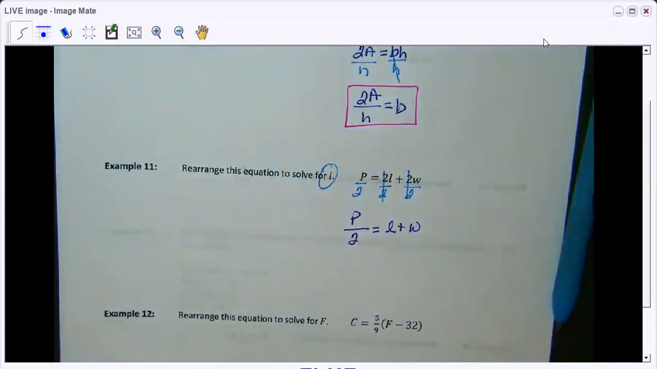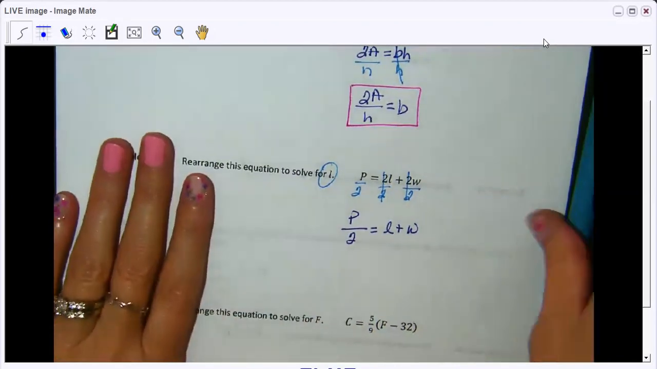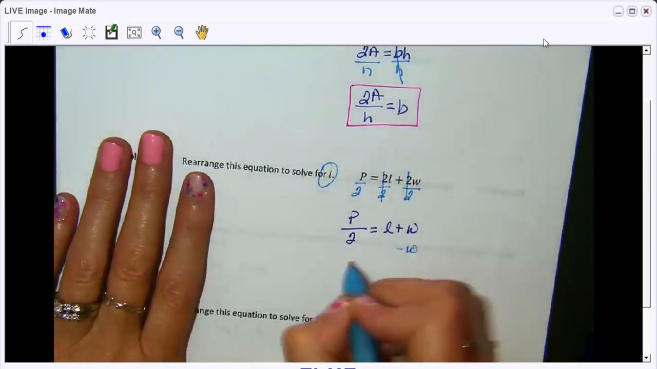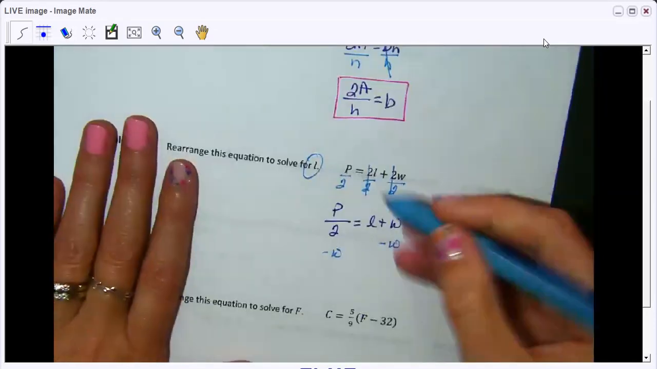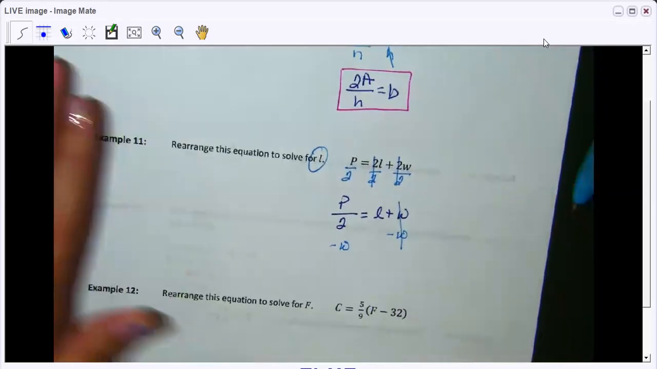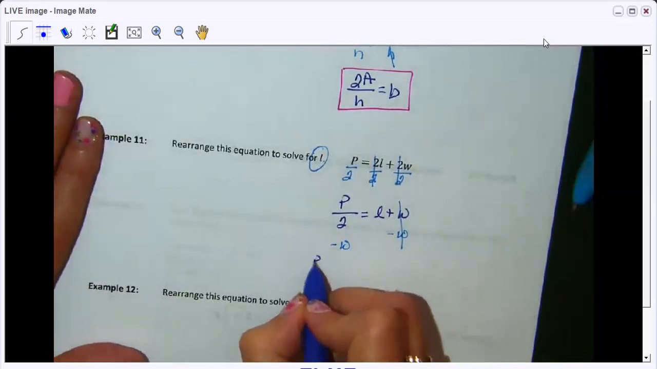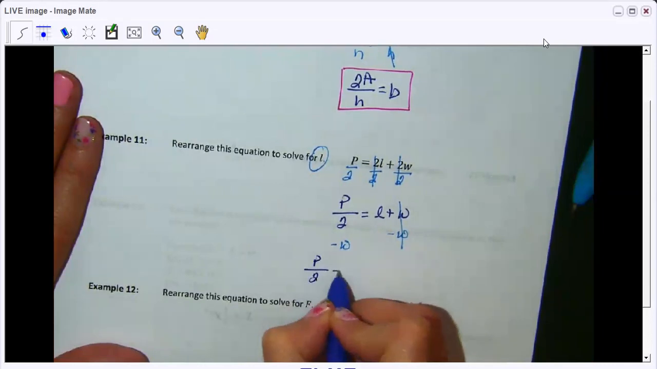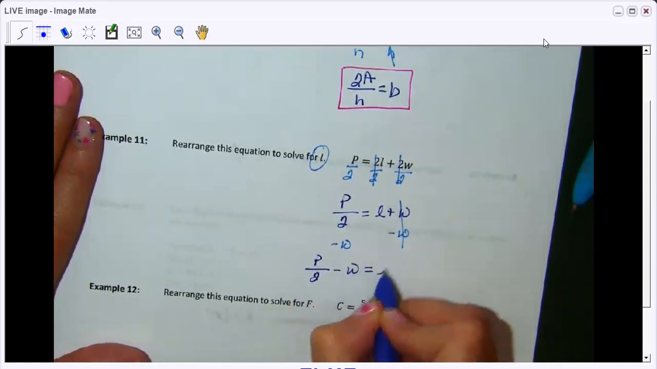There are a couple different ways. I think this might be the easiest one. So now what am I going to do to both sides? Yep, minus W. Maybe next time don't shout that out though, because other people may want it. So now we have P over 2 minus W equals L.